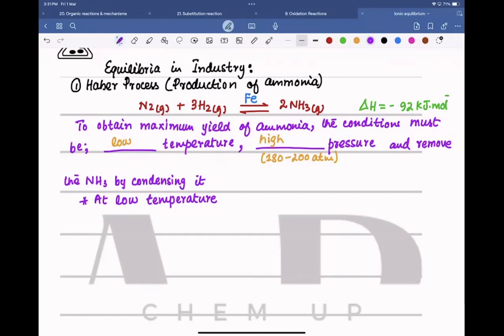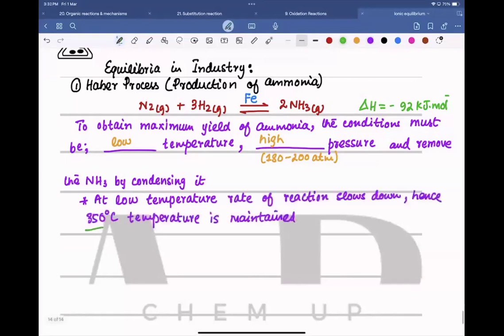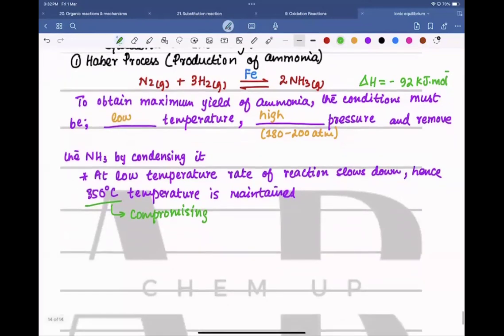So that's why we call this temperature a compromising temperature. It means that we are compromising on the temperature conditions, because if we lower the temperature, we will not get the ammonia quickly. It will take a lot of time to form ammonia. And as it takes a lot of time, the chemical plant would run for that much time, so much energy is being used up. Is this understandable to all of you? Yes, sir. Okay.